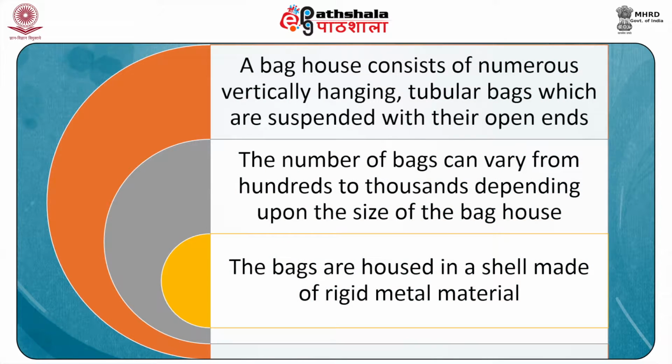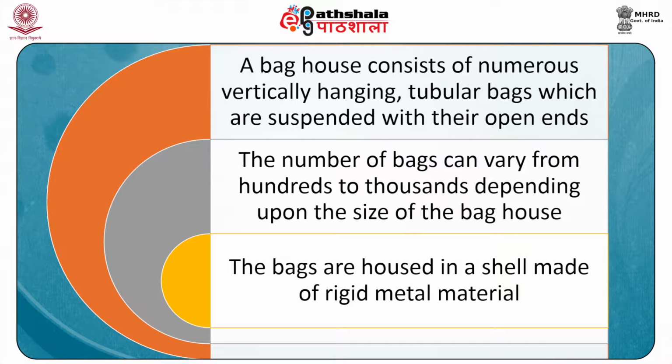Fabric filtration is one of the most common techniques to collect particulate matter from industrial waste gases. It is based on the principle of filtration, which is a reliable, efficient and economic method to remove particulate matter from the gases. The air pollution control equipment using fabric filters are known as bag houses. A bag house consists of numerous vertically hanging tubular bags which are suspended with their open ends. The number of bags can vary from hundreds to thousands depending upon the size of the bag house.